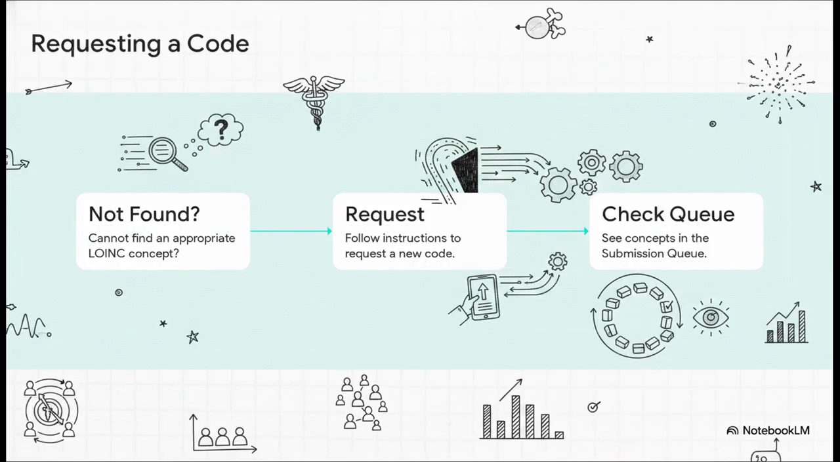But hey, what happens when medicine advances, which, let's face it, it does every single day, and you need a code that literally doesn't exist yet? Well, it's actually a very dynamic, collaborative pipeline. If you can't find an appropriate concept, you don't just throw your hands up and give up. Instead, you can follow the instructions to request a new code via their Request a LOINC portal. And from there, it's pretty cool. You can actually check the public submission queue to see all the new concepts they're currently working on, including the one you just submitted. It totally transforms what could be a static database into this active, community-driven organism.